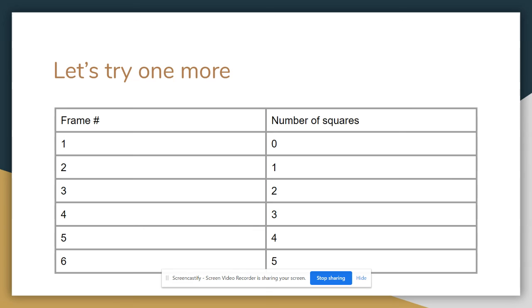So now we're going to try one more example. Frame 1 has 0 squares. Frame 2 has 1 square. Frame 3 has 2 squares. Frame 4 has 3 squares. We need to figure out this pattern. It's not increasing this time, it's decreasing, it's going lower.